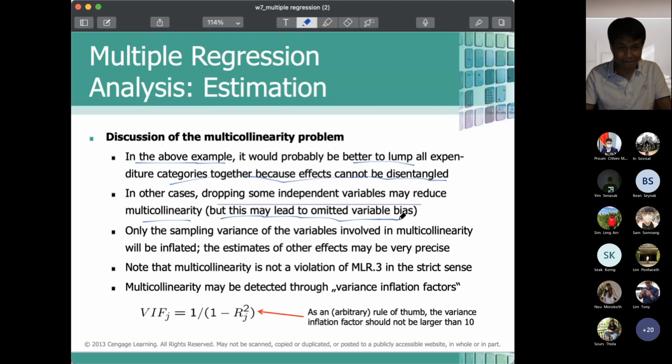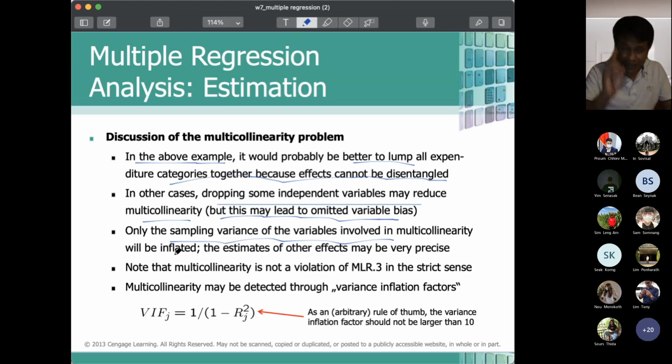So only the sampling variance of variables involved in multicollinearity will be inflated. What we say here is that only the variance of the estimate of your independent variable is imprecise. The variance of other estimates is okay. Focus only on the estimate of your variable of interest and the variance of that estimate.